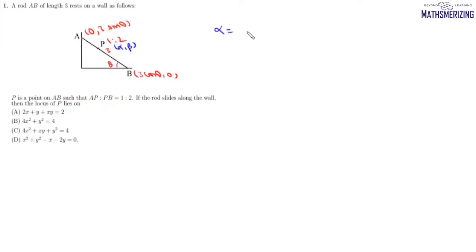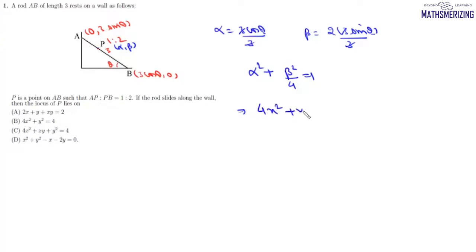We can write alpha as 3 cos theta upon 3, and we'll write beta as 2 into 3 sin theta upon 3. This 3 and 3 will cancel. Now we have to eliminate this parameter, which is theta. Cos square theta plus sin square theta is 1. So we'll write alpha square plus beta square by 4 is equal to 1. And in the end, we'll change alpha to x and beta to y. So the required locus will be 4x square plus y square equals 4, and that's your option B.